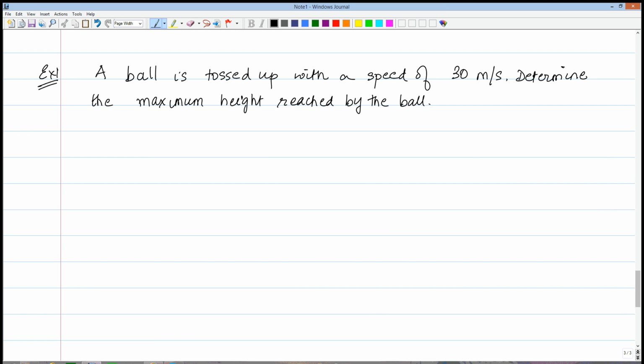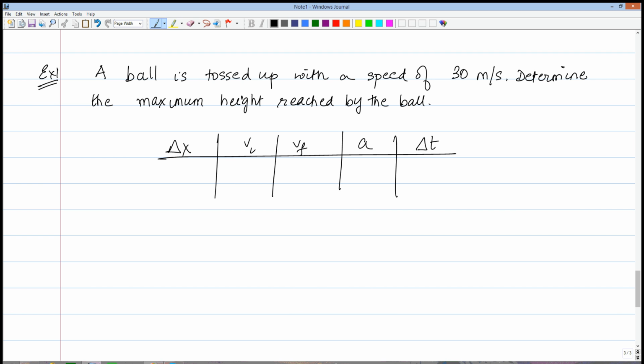Okay, so in this problem, we're going to figure out the maximum height reached by a ball. We're going to toss something with the speed of 30 meters per second, and figure out what is the maximum height it reaches. All right, so once again, we start with our chart. Let's put everything in: delta x, vi, vf, a, and delta t.